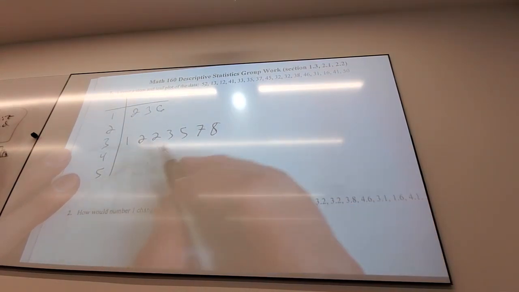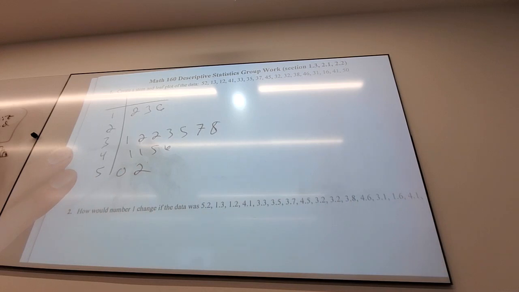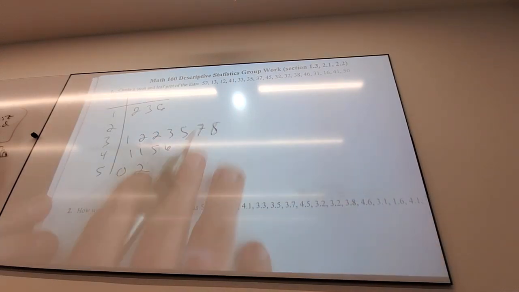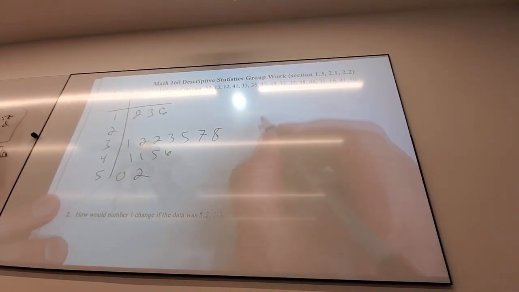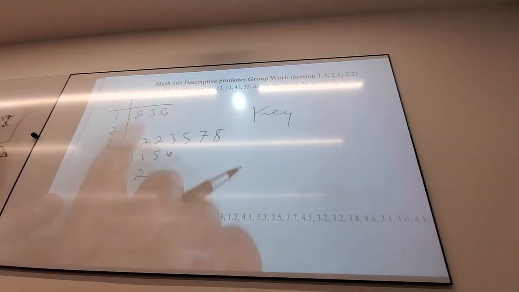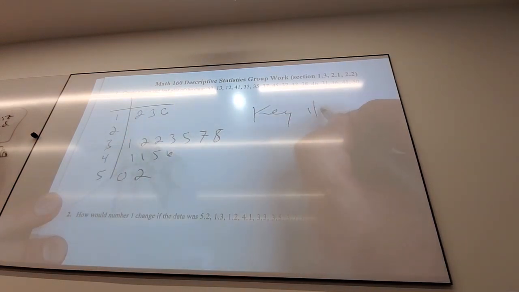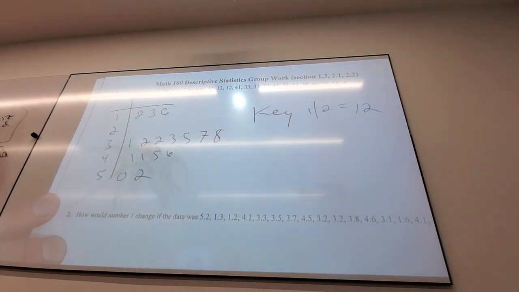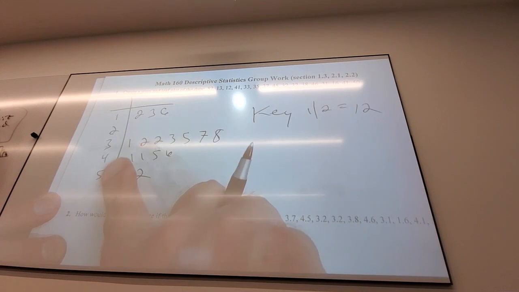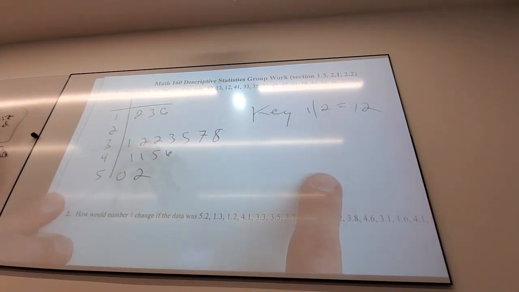40s. 1156 and 50s? 02. Okay. And this is not complete, of course. You've got to tell somebody how to read what you just did, right? It doesn't really matter, you just got to pick one. I almost always pick the first one. Okay. So now somebody knows how to read this. They don't need to see the whole list of data. They can just read this from that key.